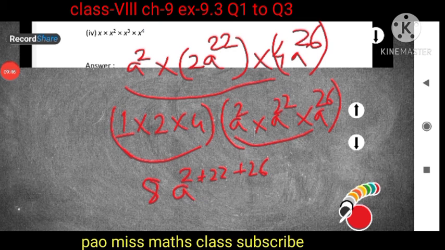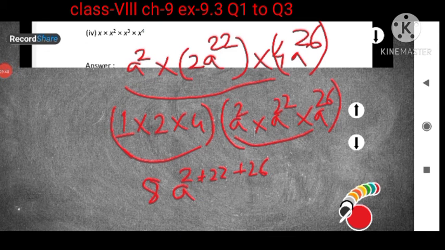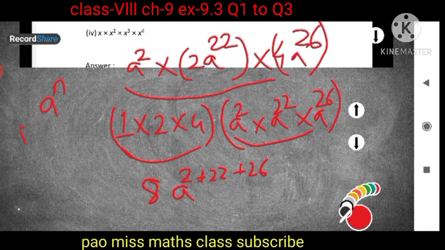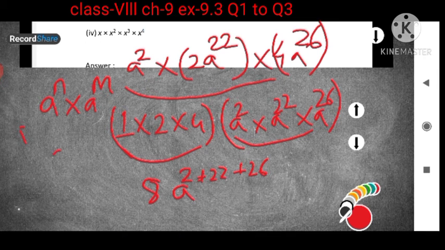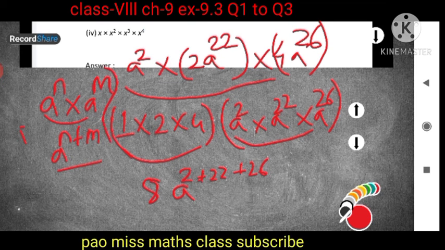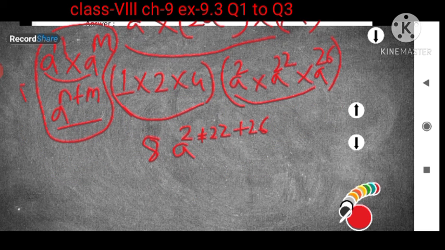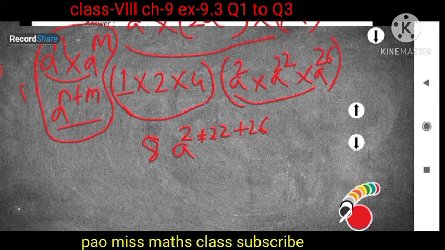In class 7 we have learned the exponential law, isn't it? If the bases are the same, then the powers will be added. This we have learned in class 7. This is the law of exponents. So we will use that law, and if all have the same base a, the powers will be added in this way.